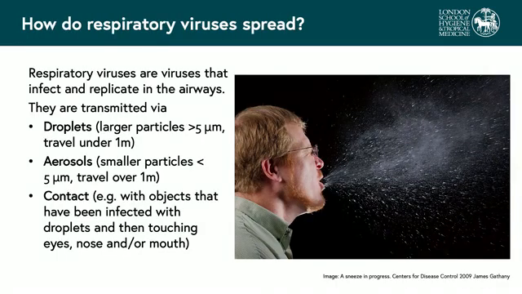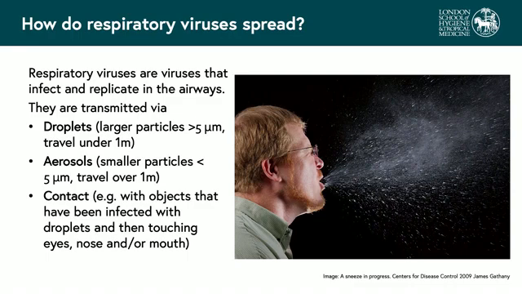Respiratory viruses are usually transmitted through either droplets, aerosols, or contact. Droplets are larger particles that travel less than a metre. Smaller particles can form aerosols and may travel further. Contact is usually from droplets landing on objects which are then touched by another person, who then touches their eyes, nose, or mouth.